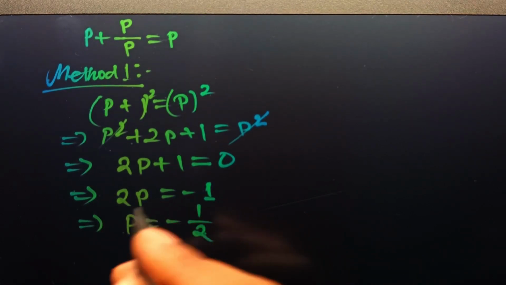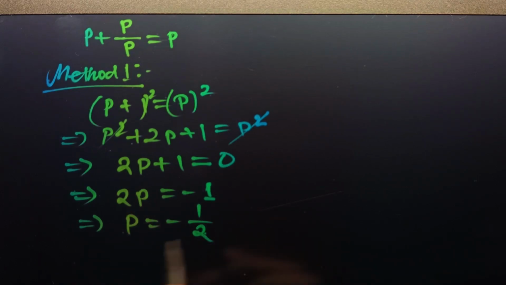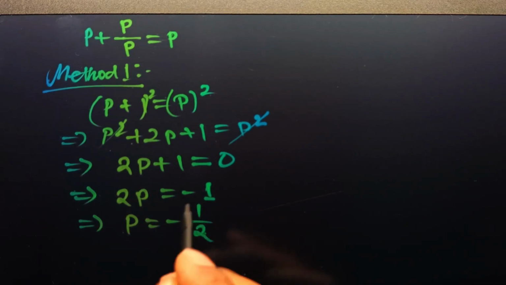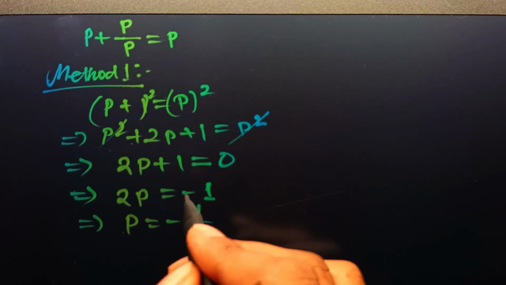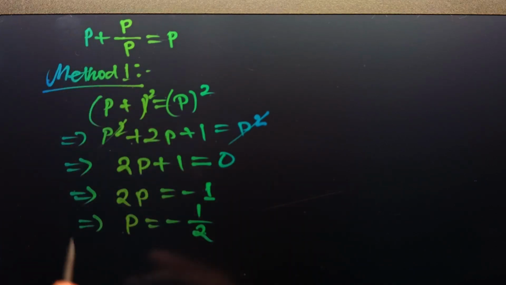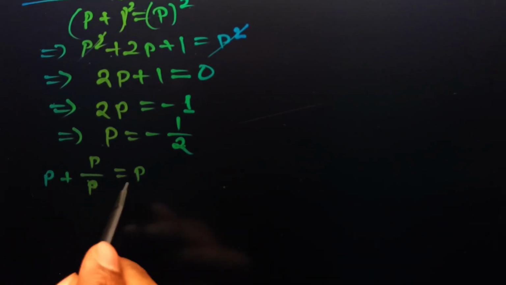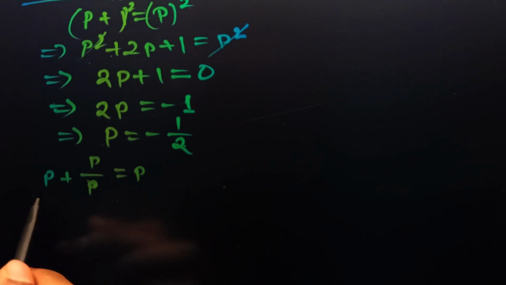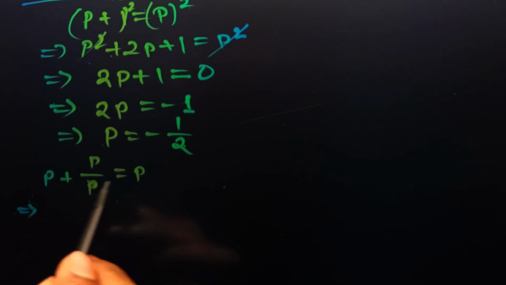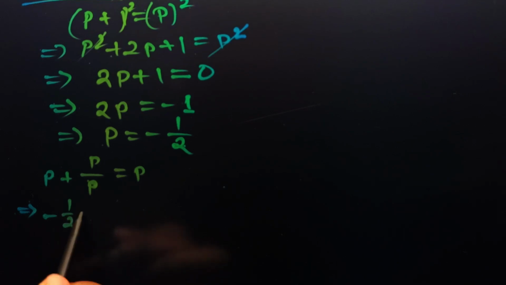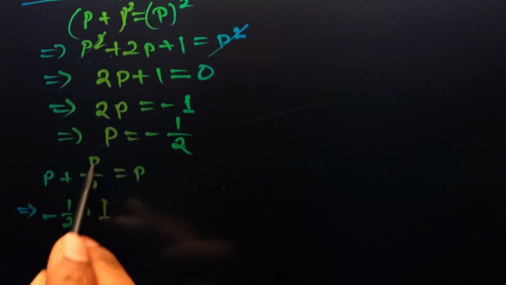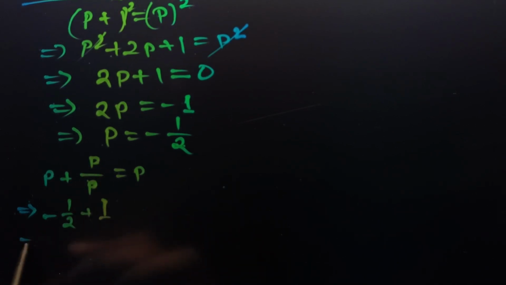So we have an answer, right? Well, not so fast, because in math, finding x or p is only half the battle. We have to verify it. So let's take this value of negative 1/2 and plug it back into our very first equation to see if it holds water. The equation was p plus p over p equals p. If we replace every p with negative 1/2, the left side becomes negative 1/2 plus 1, because remember that fraction simplifies to 1, and negative 1/2 plus 1 equals positive 1/2.